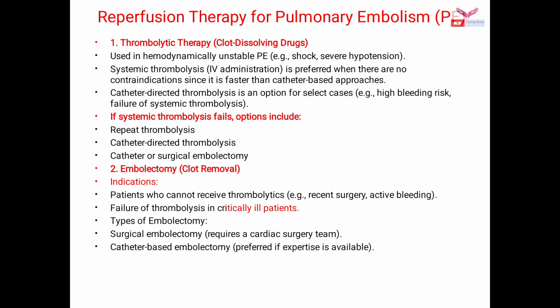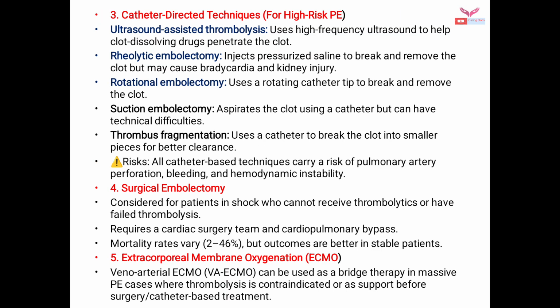If systemic thrombolysis fails, the options include repeated thrombolysis, catheter-directed thrombolysis, and catheter or surgical embolectomy. Indications for embolectomy are patients who cannot receive thrombolytic agents, for example, patients with recent surgery or active bleeding, and failure of thrombolysis in critically ill patients. Types of embolectomy: surgical embolectomy requires a cardiac surgery team, while catheter-based embolectomy is preferred if the expertise is available. Catheter-directed technologies are ultrasound-assisted thrombolysis, rheolytic embolectomy, rotational embolectomy, suction embolectomy, and thrombus fragmentation.